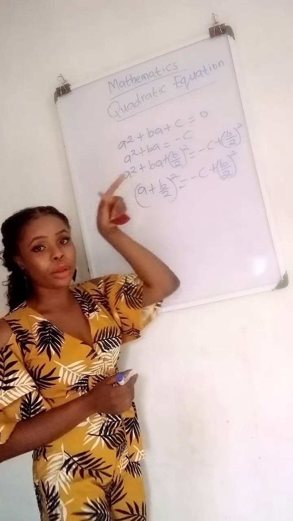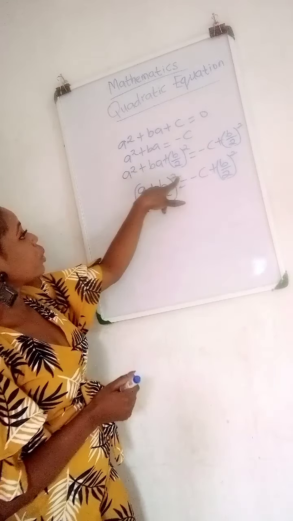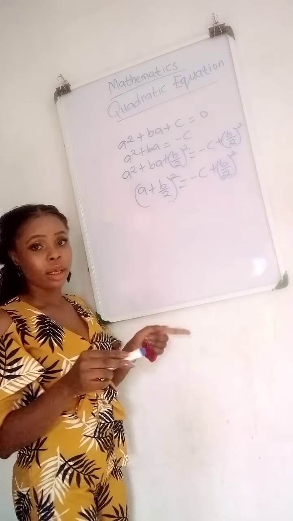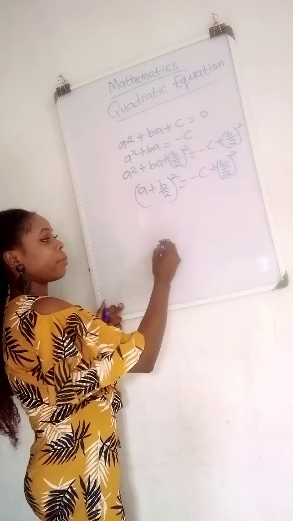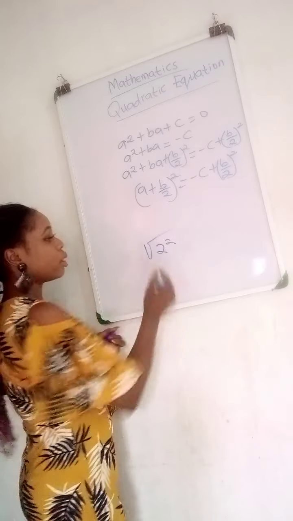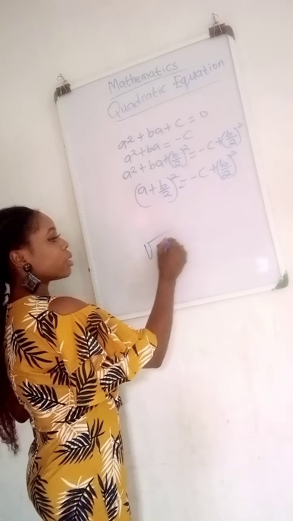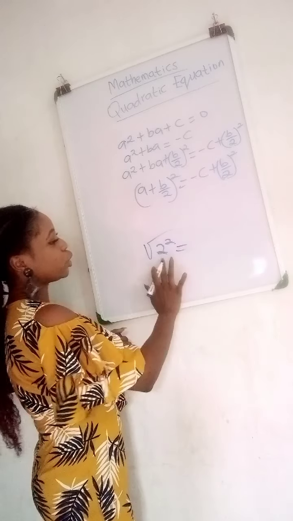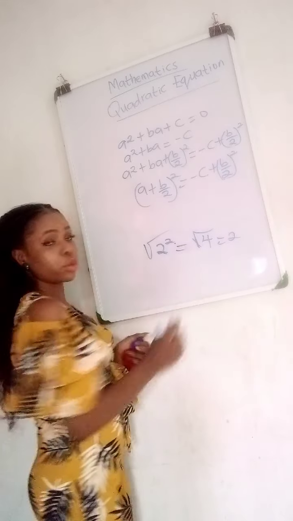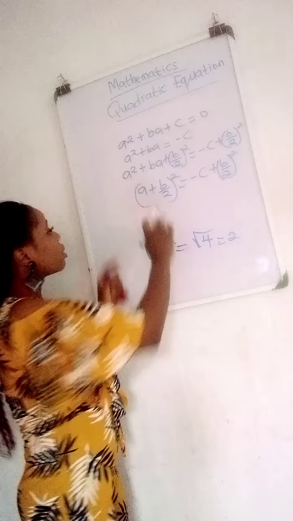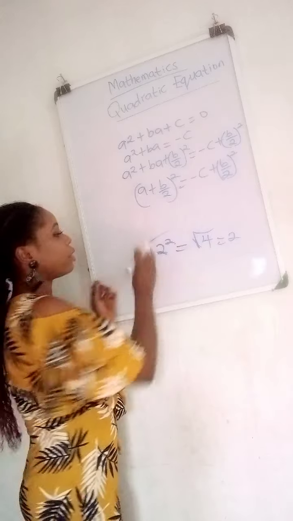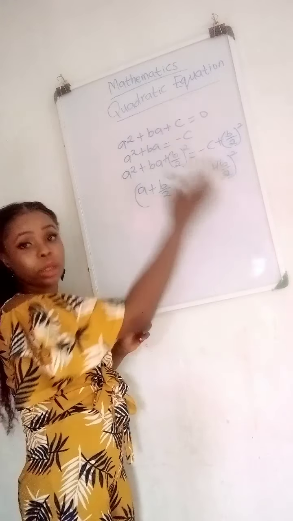And just like when you want to remove a square, what you do is to get the square root of that square. For example, if I have 2 squared and I want to remove the square, I get the square root of 2 squared. For example, 2 squared will give you 4, and the square root of 4 will give you 2. So if you want x to be on its own, we have to get the square root of both sides. Okay, remember, whatever you do on the left hand side, you also do on the right hand side.